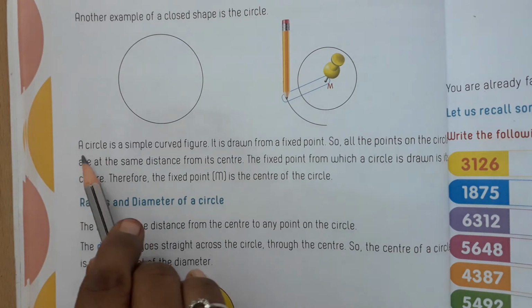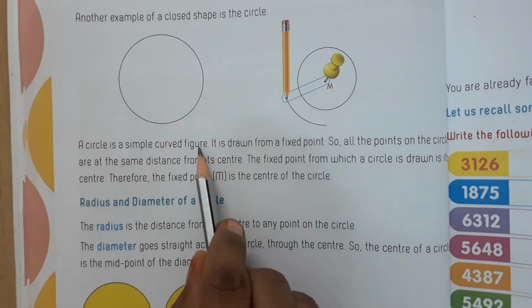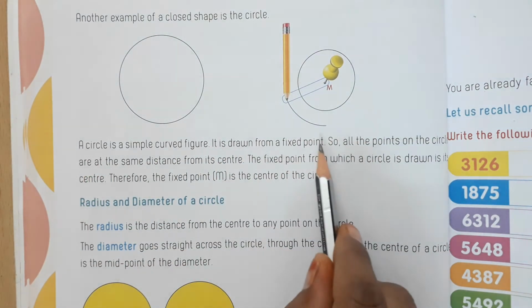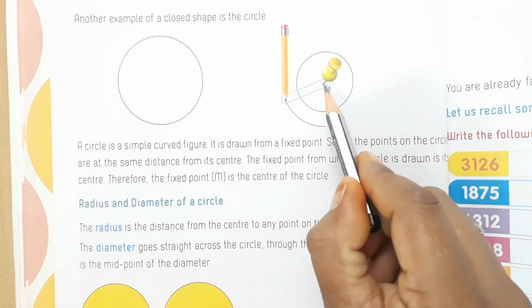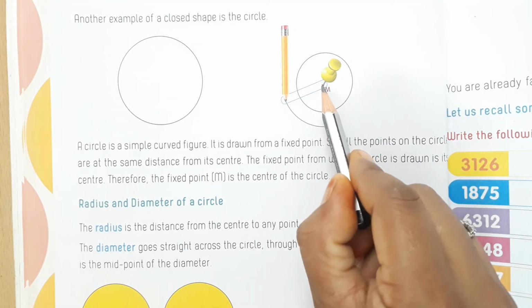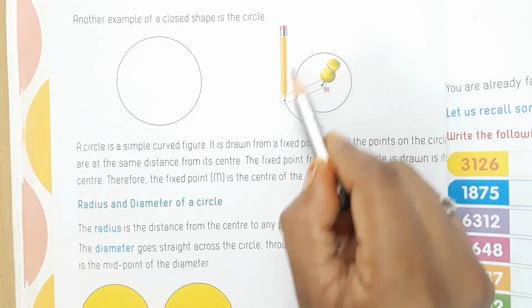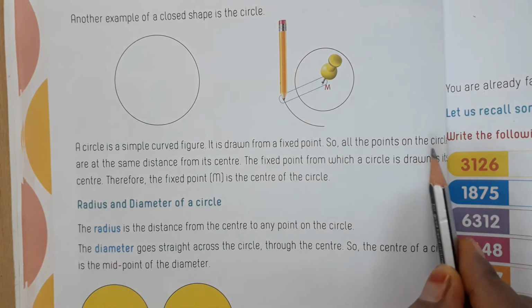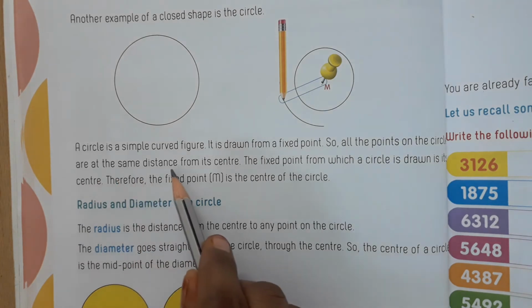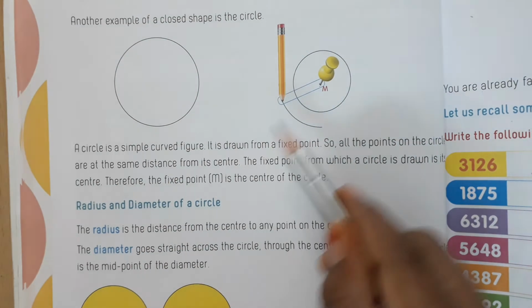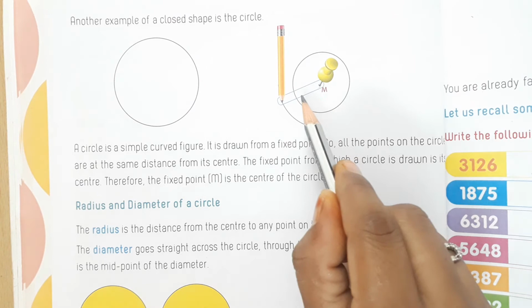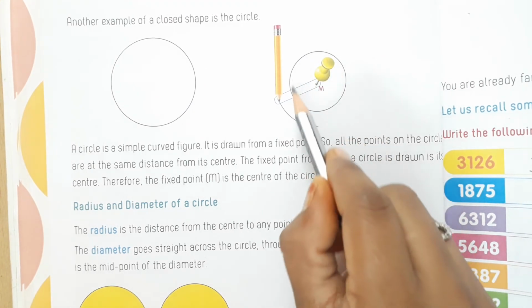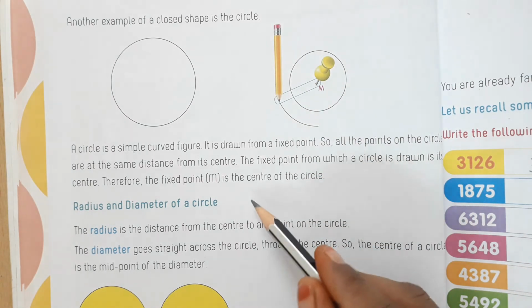Look here, a circle is a simple curved figure. It is drawn from a fixed point. Look here, from a fixed point we can draw a circle. So, all the points on the circle are at the same distance from its center.